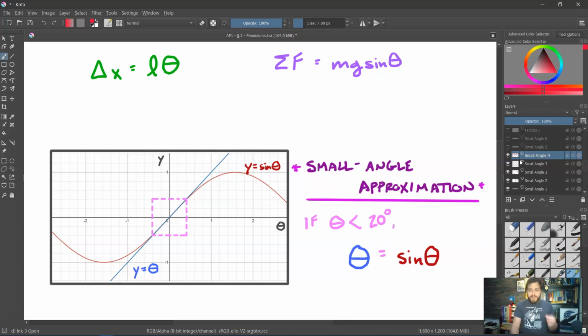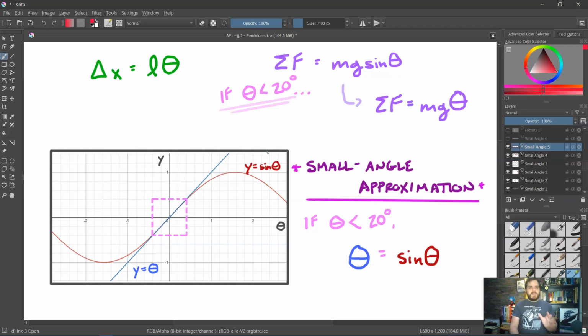So I'm going to specifically say, let's confine theta to being less than 20 degrees. If that's the case, sine theta just becomes theta, and the net force now becomes mg theta. Now these are directly proportional to each other, the displacement and the restoring force.